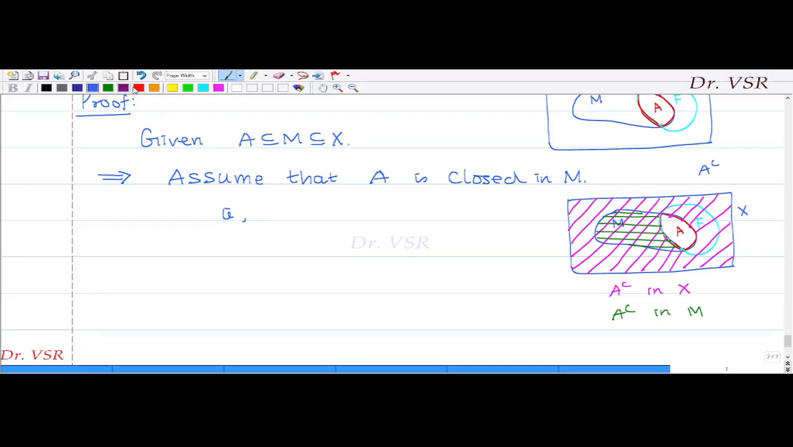அப்போ a complement in m இது எப்படி டிஃபைன் பண்ணுவாங்க அப்படின்னா we call it m ல இருக்கு ஆனா a ல இல்லை அப்படின்னு டிஃபைன் பண்ணுவாங்க. Okay, so that is m ல இருக்கு ஆனா a ல இல்ல. Okay, so this is equal to set of all x belongs to m such that x does not belong to a. a ல இருக்க கூடாது ஆனா m ல இருக்கணும். So this fellow is open.